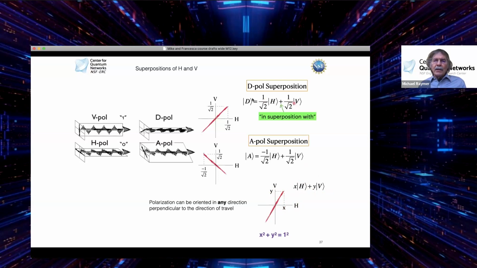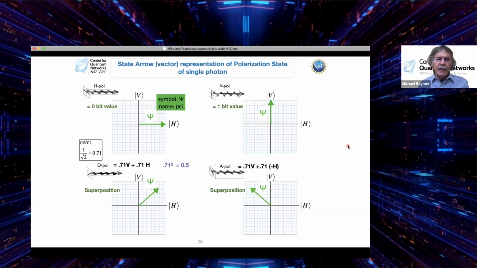Okay, so these equations are going to be used as we go along in the lectures. So D is H plus V, and A polarization is minus H plus V with some other root 2 factors. Okay, that's the second large piece of mathematics we're going to use. And here we can show it in a graphical form. Actually, I have a little piece of graph paper here.